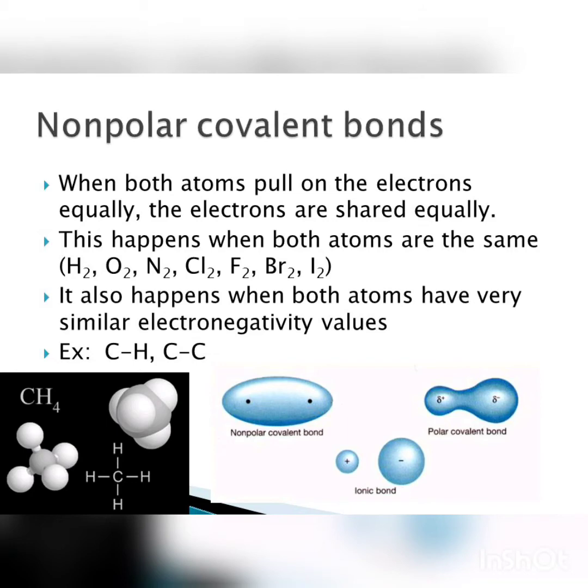This happens when both the atoms are the same, like in the molecules of hydrogen, oxygen, nitrogen, chlorine, fluorine, bromine, and iodine. It also happens when both the atoms have very similar electronegativity values, like C-H or C-C bonds, as in methane. Let us see the structure for methane.